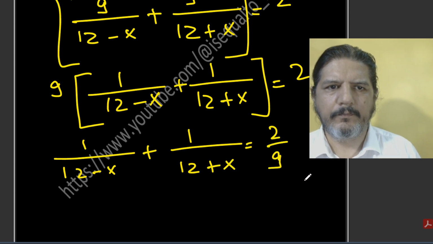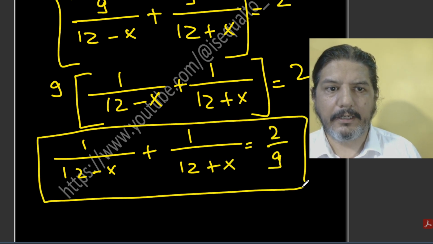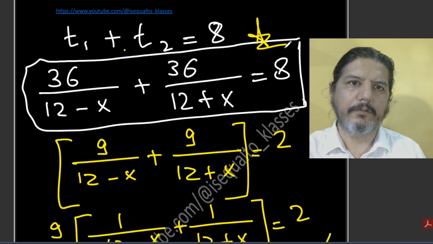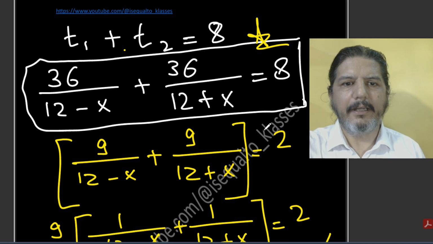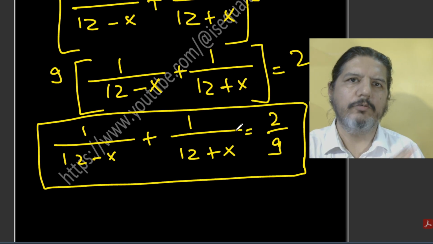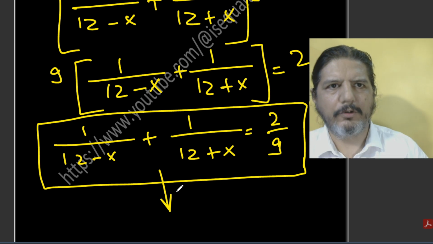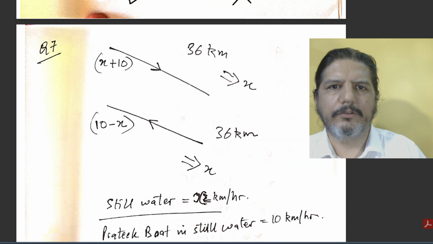2 upon 9. So this is a far easier equation to solve than this, because it has 36, 36, 8. Here you have only 1, 1 and 2 by 9. And then we'll have to solve this to find the value of x. I've done the solution, I'll show you the solution.